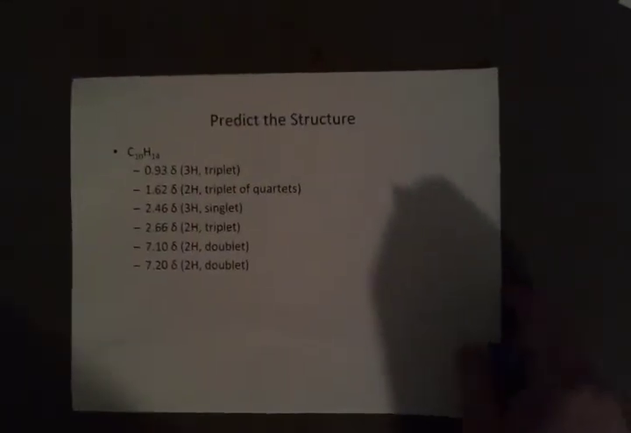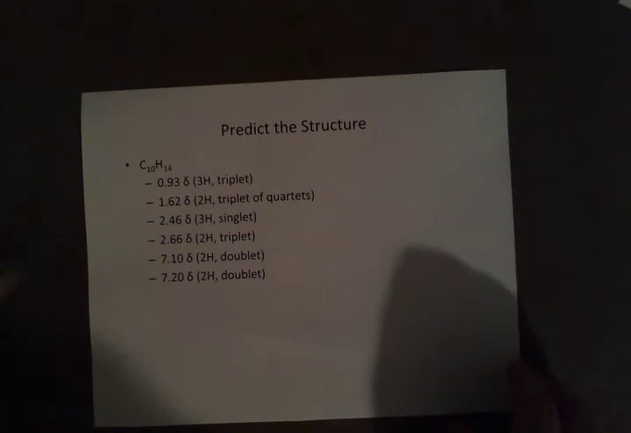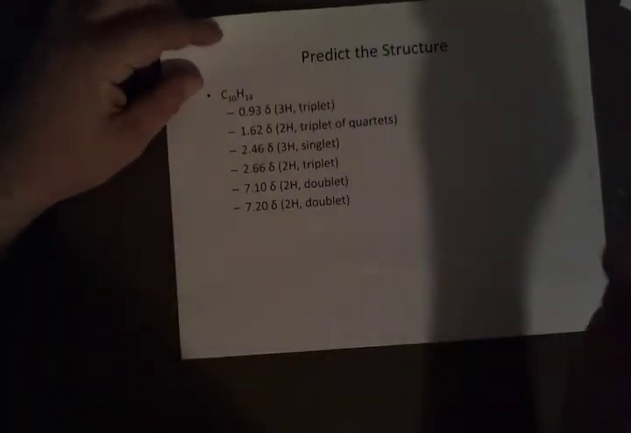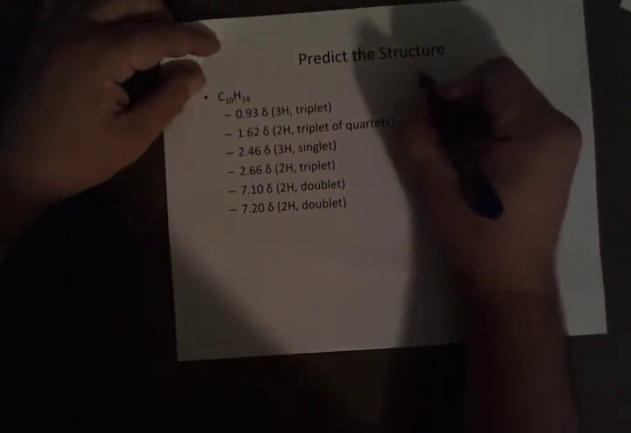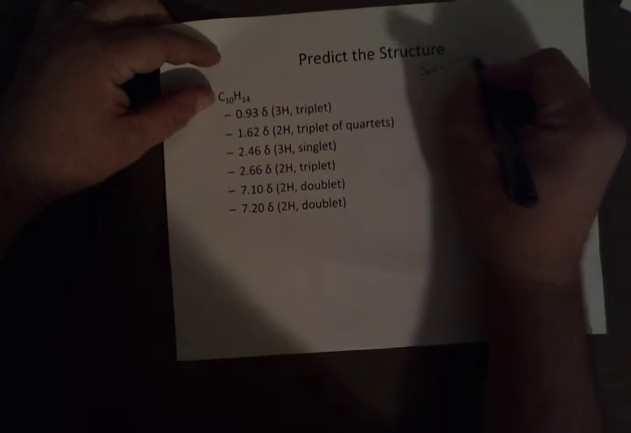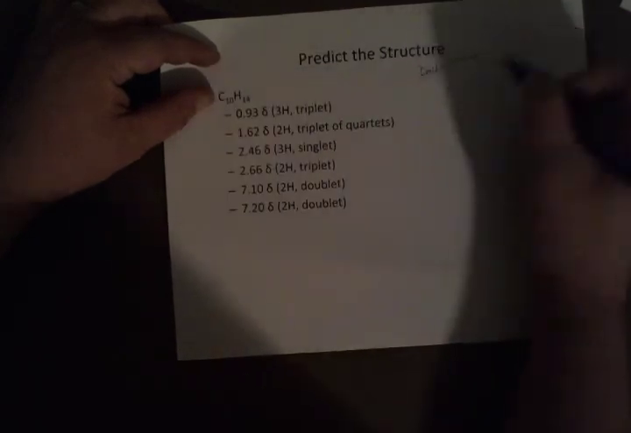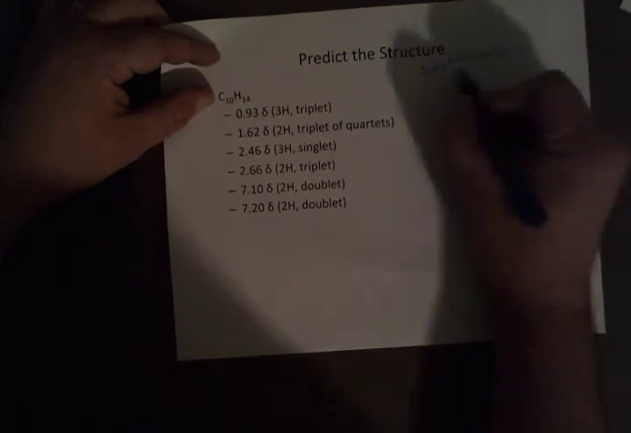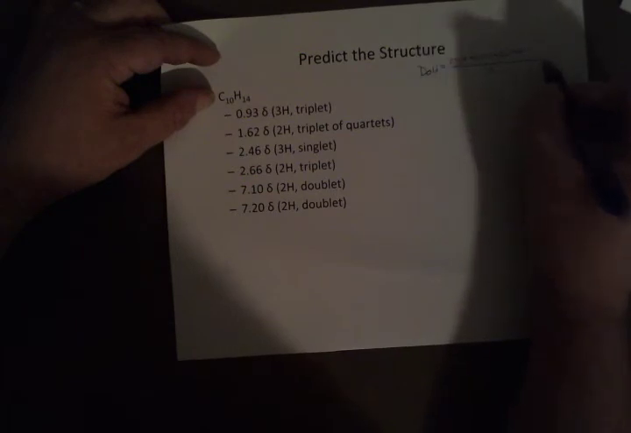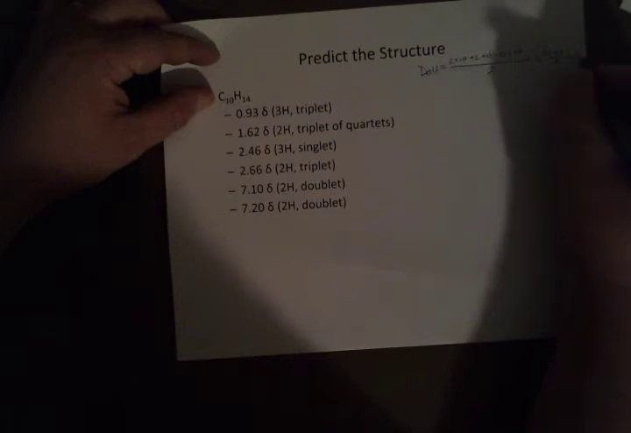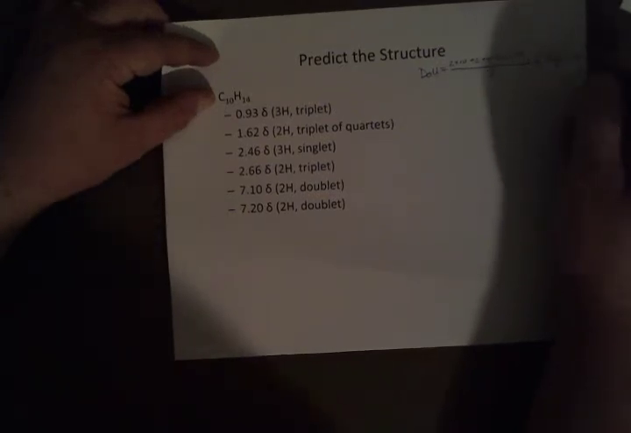Now, last one's hydrogen NMR. Predict the structure. First thing, I can't believe I forgot to do this last time, DOU. 2 times 10, plus 2. It's a hydrocarbon, so there are no oxygens, no halides, and there are 14 hydrogens. So it's 22. 22 minus 14 over 2 gives us 4. Okay, 4 degrees of unsaturation.